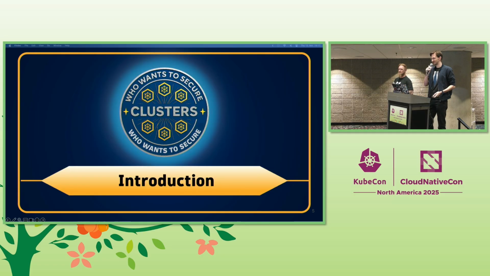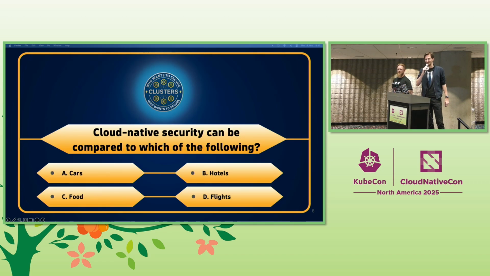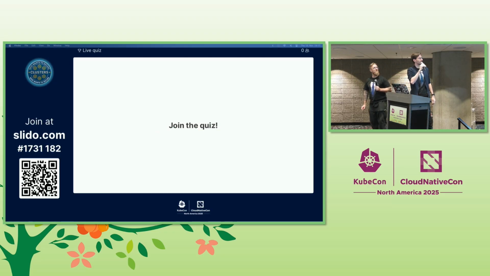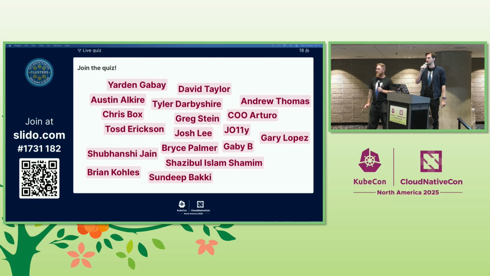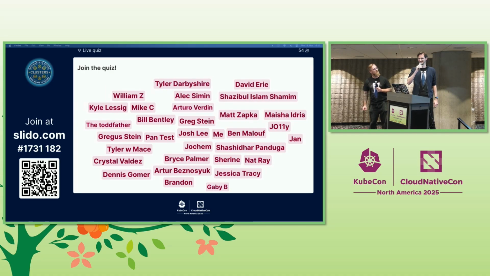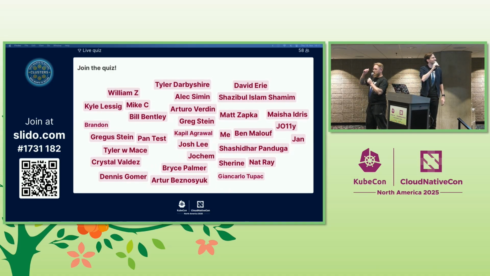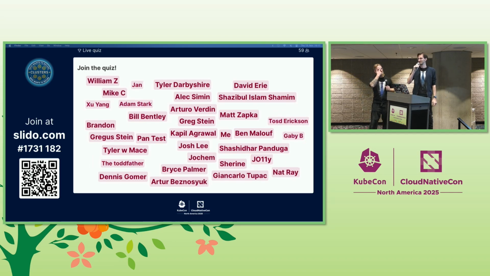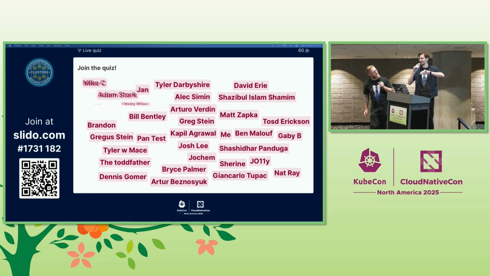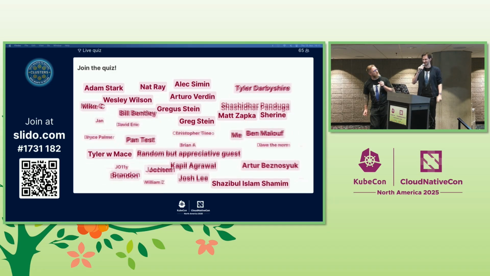Let's kick it off with the first question. It will come again, so you have a chance to join later also. The question is, cloud-native security can be compared to which of the following? Now we switch to Slido, and there you will see the QR code again on the left side. Please join the quiz if you haven't yet. Grab your device, scan the code. You could be the winner today. You will have 20 seconds to answer the question, but be fast. If there is a tie, the person who was faster will win at the end.